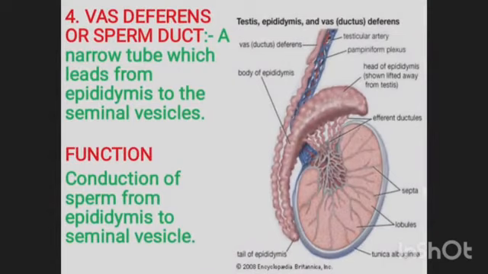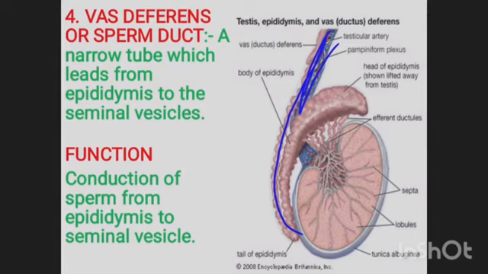We have the vas deferens. Vas deferens, or you call it what? Sperm ducts. The sperm ducts or the vas deferens, they are called the same. So you either call it vas deferens or you call it the sperm duct. Now it's a narrow tube which leads from the epididymis to the seminal vessel, as you can see here. So it's connected. Look at it here. It's going out. So it leads from the epididymis to the what? Seminal vessel. Now, what is the function of this pipe that is attached to the epididymis?